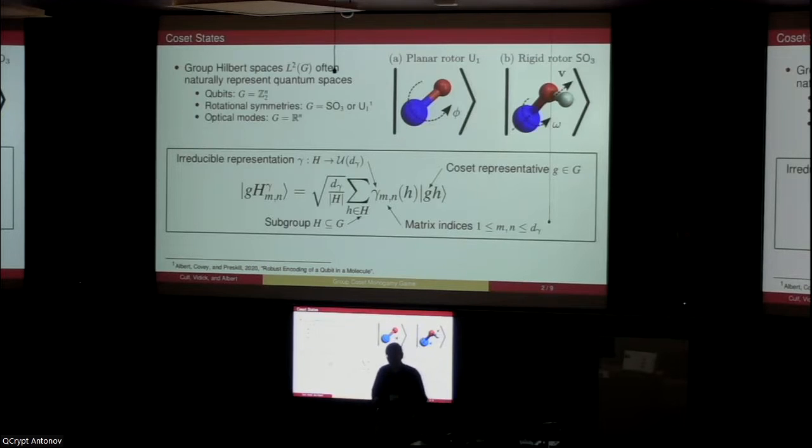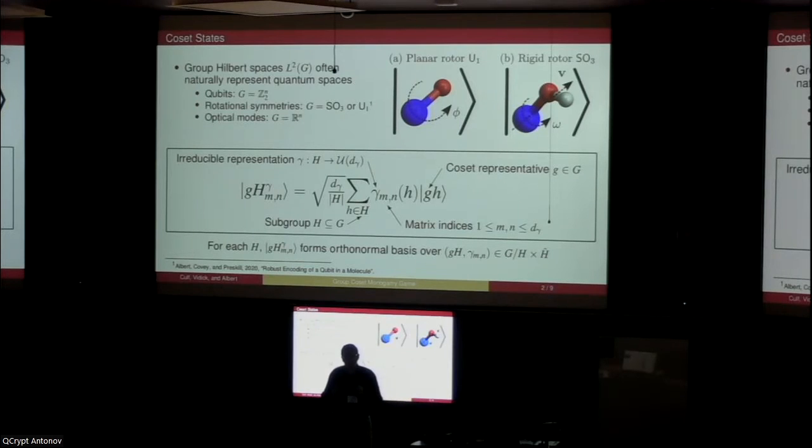Luckily, there are very nice results from representation theory, notably the Schur orthogonality relations, that directly imply that states of this form are in fact orthonormal, and that they form an orthonormal basis of this group space, spanning over the cosets of the subgroup and the matrix elements of a fixed and complete set of irreducible representations.